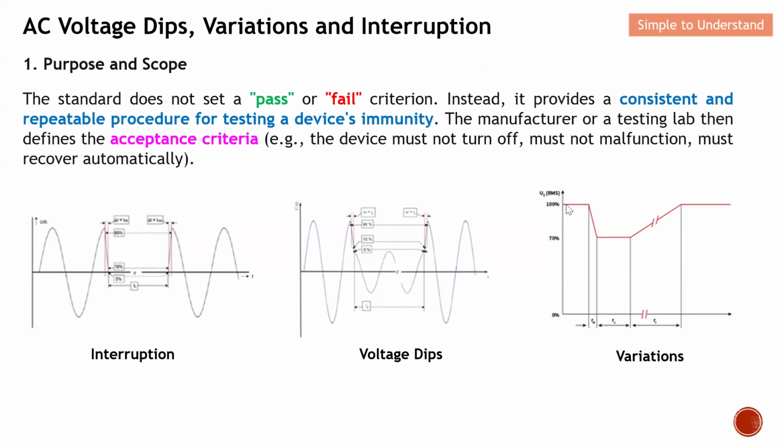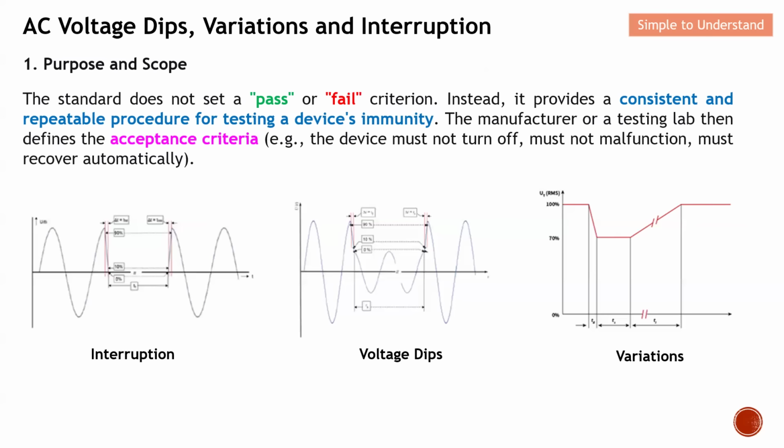Or another condition is when your power varies. Again, if your DUT cannot survive and properly do a reset, there are no pass or fail criteria. Instead, the standard provides a consistent and repeatable procedure for testing a device's immunity. In short, this standard does not consider any form of pass or fail.